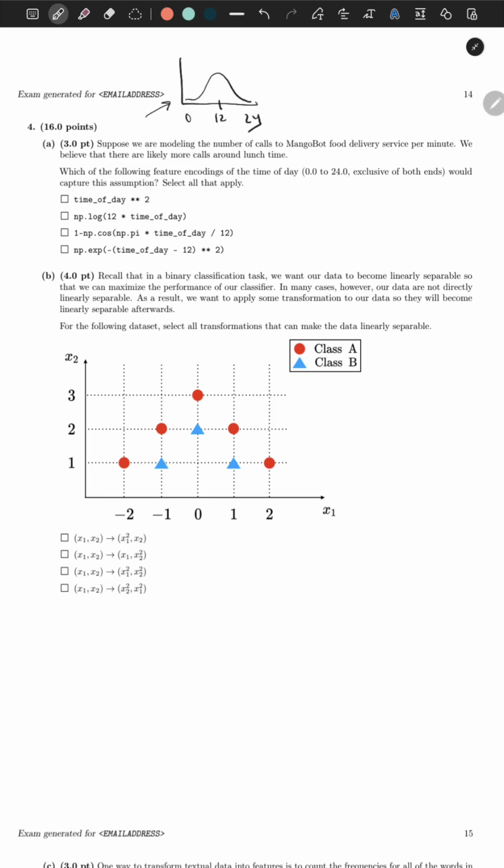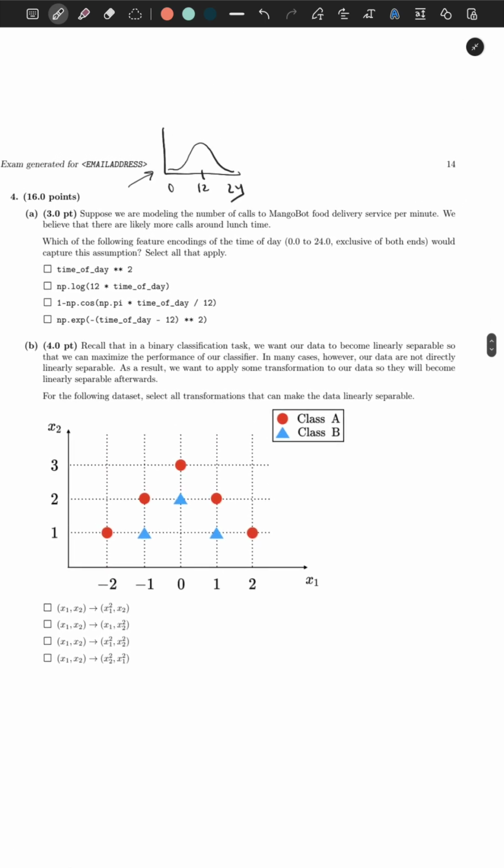For each of the options given, we basically want to see whether that plot matches the plot that we want here. For this exam, it was completely open notes, open computer, so you would be able to plot each of these different plots. But I can just draw out what they would look like after you've plotted them.